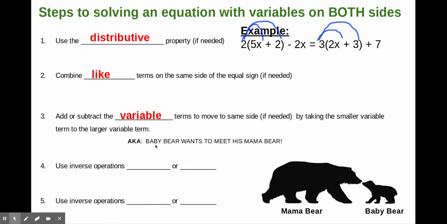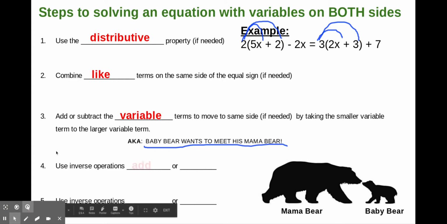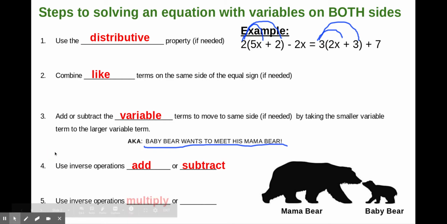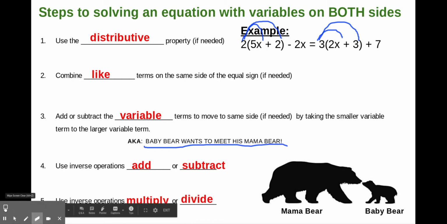An easy way for us to remember that is that the baby bear wants to meet the mama bear. And then after you do that, you're going to use inverse operations to add or to subtract. And then you're going to use inverse operations to multiply or to divide. These are our final 5 steps that we're going to use to solve an equation with variables on both sides. So let's take a look at just a review example that I have on the next slide here.